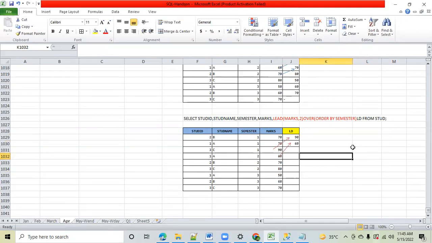Any question here? Yes, okay, it's clear. Similarly, if you want, you can make it 3 as well. Lead marks comma 3.